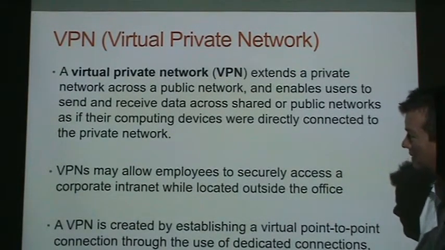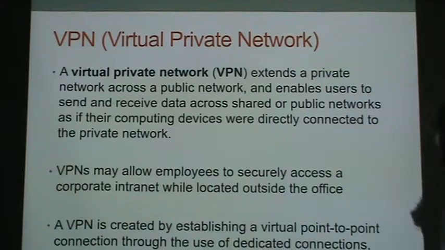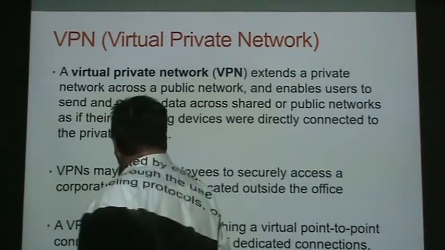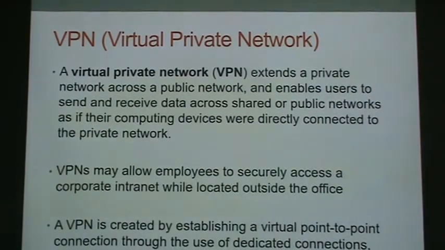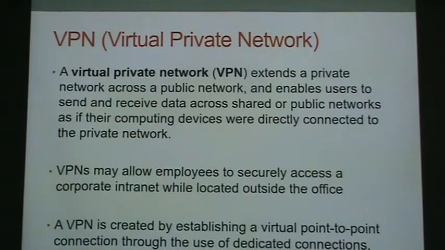So let's see what's interesting here. Here are some textbook definitions. A virtual private network extends a private network across a public network and enables users to send and receive data across shared and public networks as if the devices were directly connected to the private network. VPNs allow employees to securely access the corporate intranet, so that's not the internet, it's an internal network, while located outside the office.